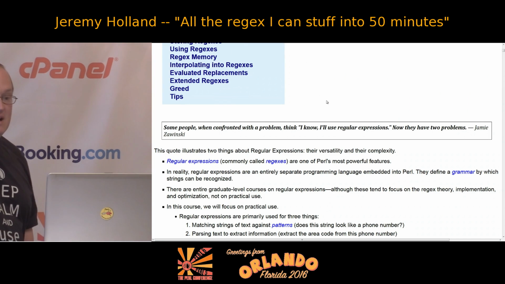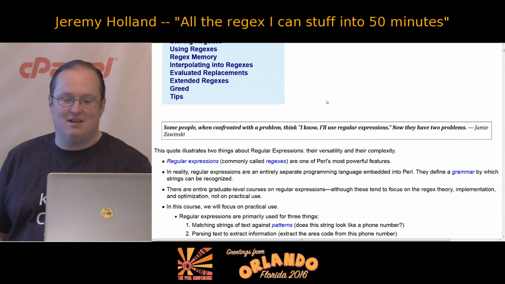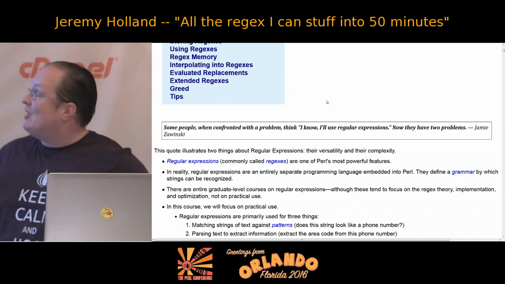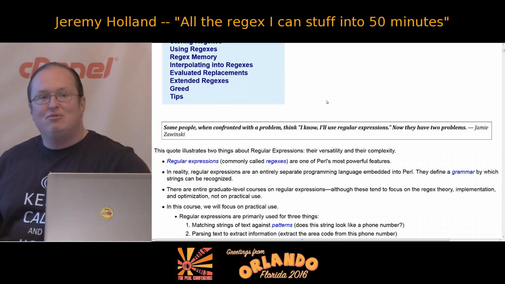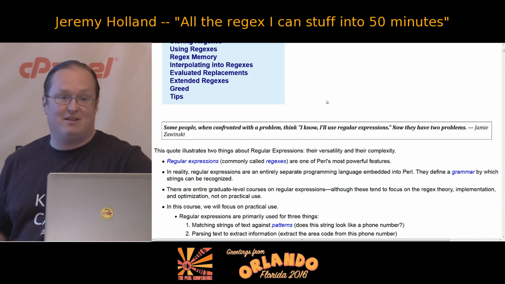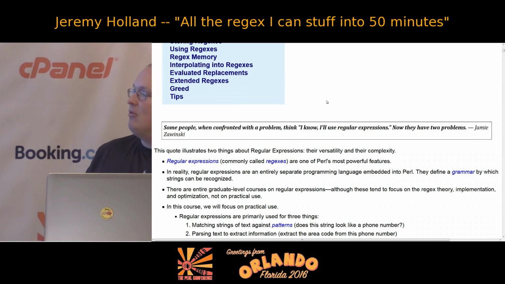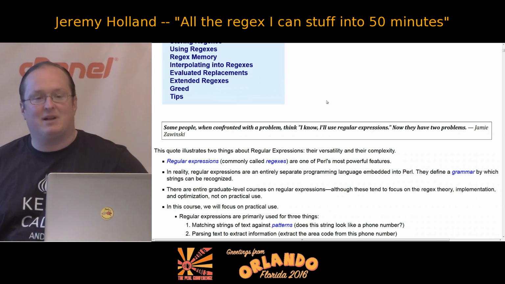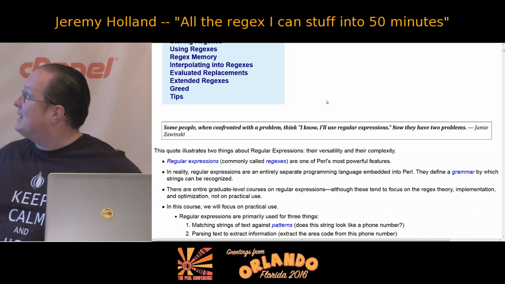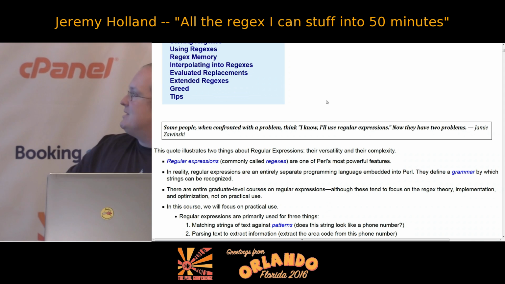Some people, when confronted with a problem, think, "I know, I'll use regular expressions." Now they have two problems. This quote, which I love, by J.D. Zawinski, says two really important things about regular expressions. First is how powerful and versatile they are, and second, how dangerous, how complicated they are. It's a very complicated topic.